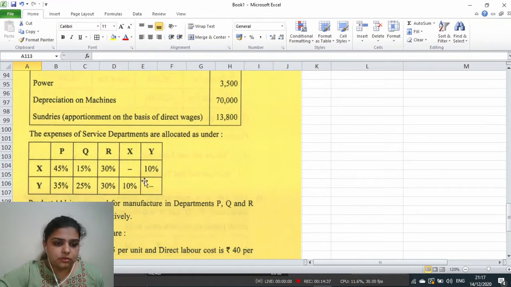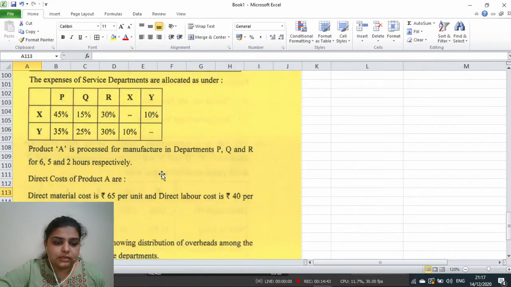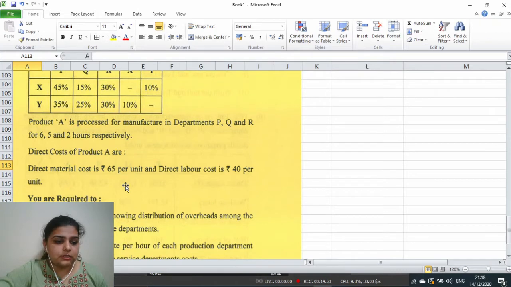The percentage is given. That means we have to follow simultaneous equation, or you can follow any other method in case nothing is mentioned in the question. Product A is processed for manufacturing in departments P, Q, R for these many hours. Direct cost is required.